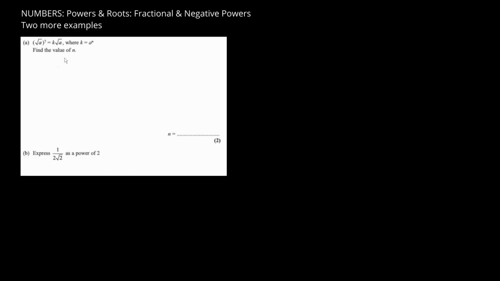Here's another example. In part A, we've got an algebraic expression with unknowns in it, and we've got to find the value of n in this case. Okay, so we've got to unpick this and change the notation so that it is common to both sides. In other words, these square roots are going to turn into powers of a half, and then we've got a chance to sort this out.